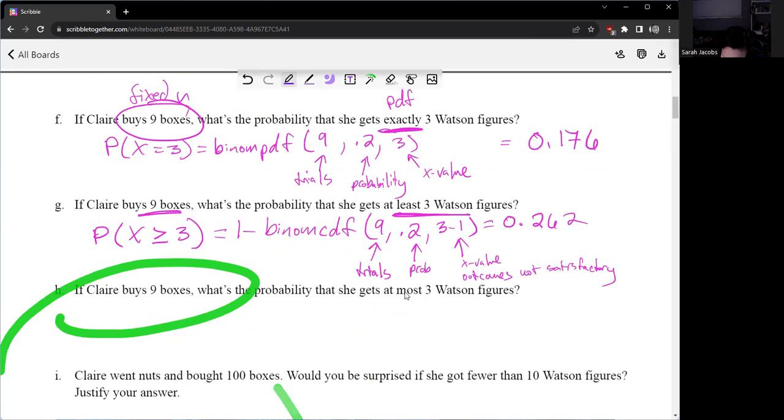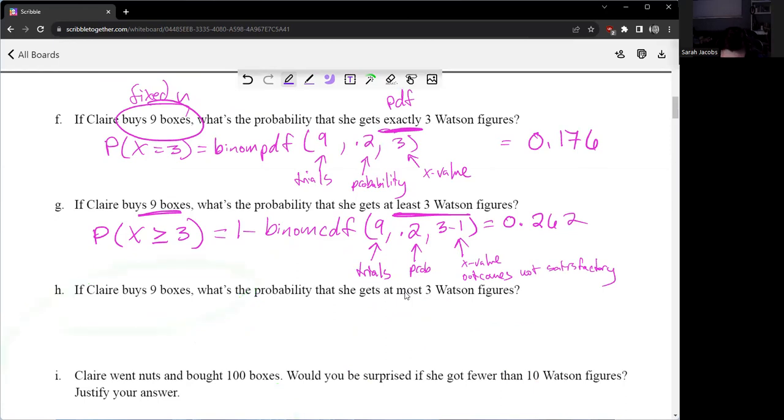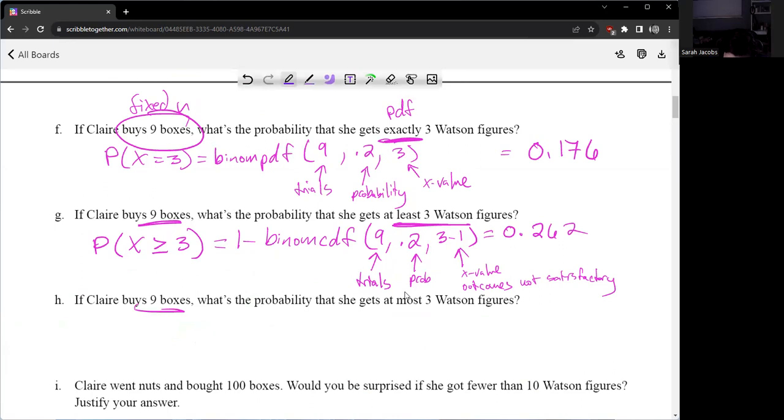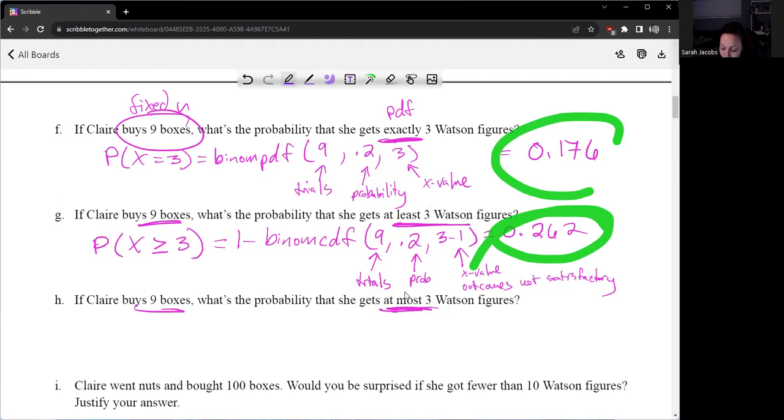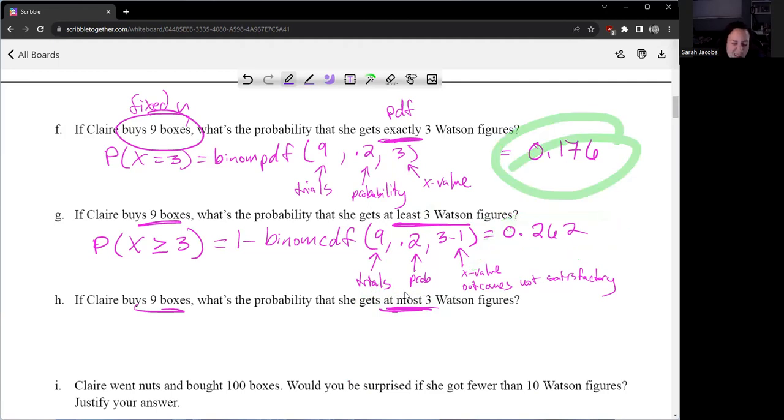H, if Claire buys 9 boxes, what's the probability that she gets at most 3 Watson figures? So fixed number of trials again, at most. So at most includes 3. So unfortunately, these aren't quite complementary. We can't just do a 1 minus off this because 3 is included in both cases. We could do a 1 minus of that and then take out that as well, because that's exactly 3, but we can do this in one fell swoop as well.